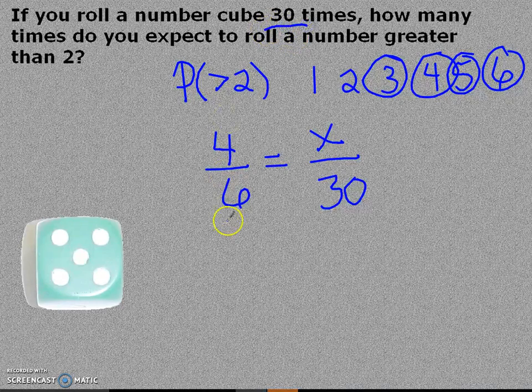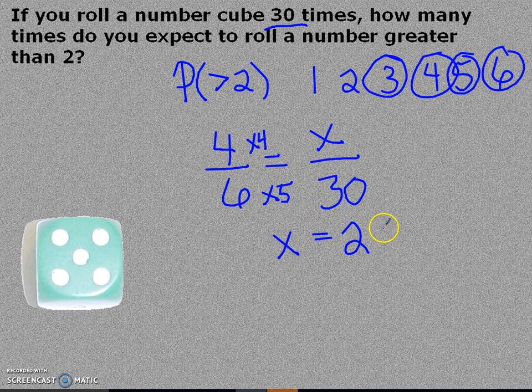If you want, you can simplify 4/6 first before solving this proportion. You can either use the cross product rule or you can do equivalent fractions. 6 times 5 is 30, so 4 times 5 is 20. We are expecting 20 times for it to be greater than 2 out of a total of 30. The answer is 20.